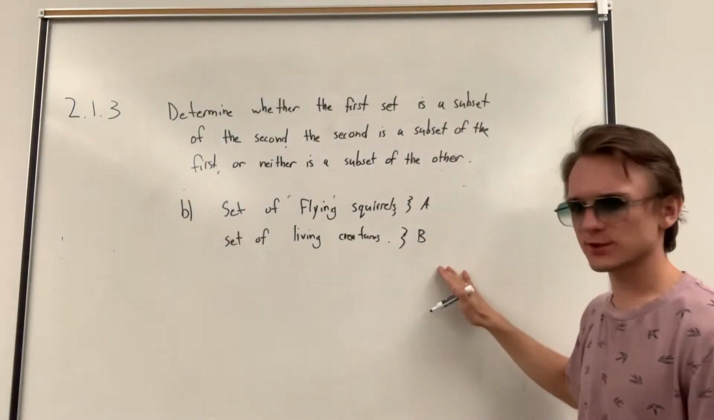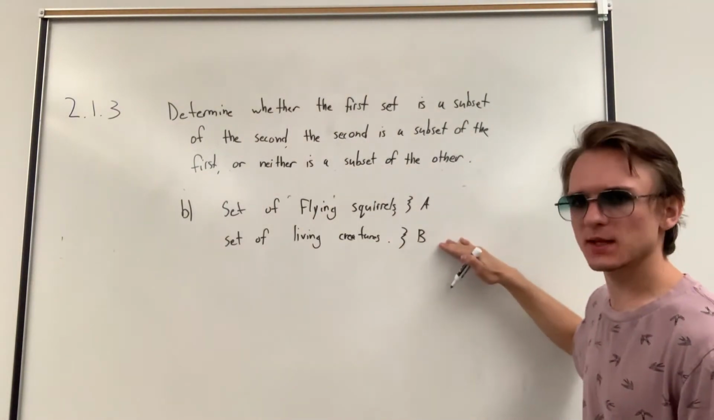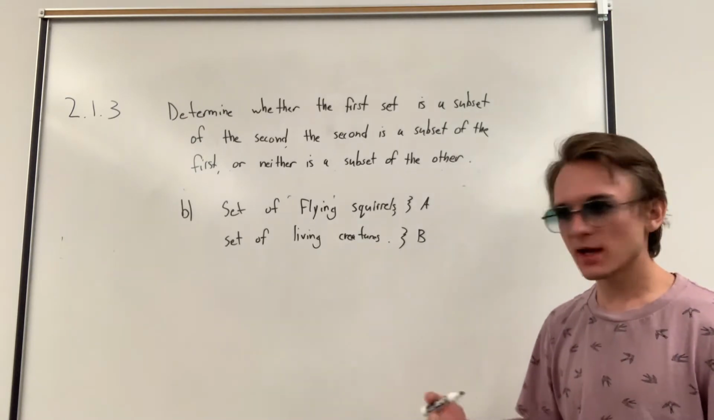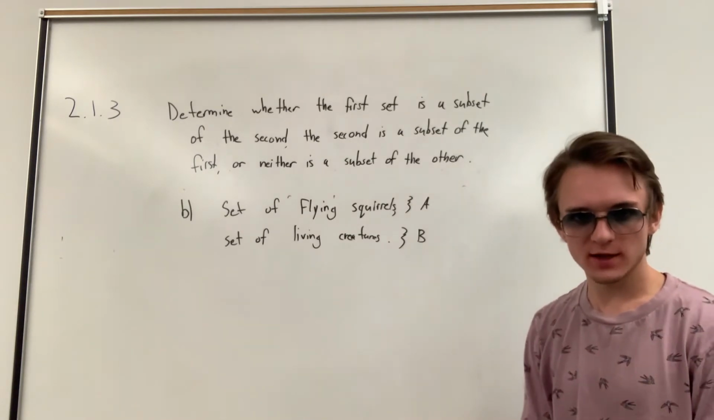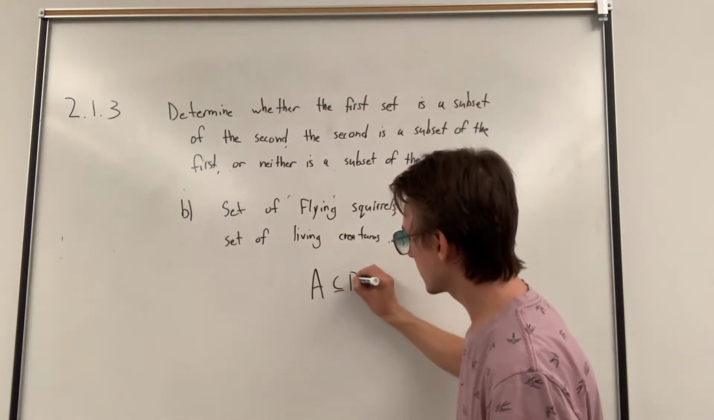We have the set of flying squirrels and the set of living creatures. The first set is A and the second set is B. Well, clearly, flying squirrels are a type of living creatures, but there are many living creatures that are not flying squirrels. So we would say that A is a subset of B.